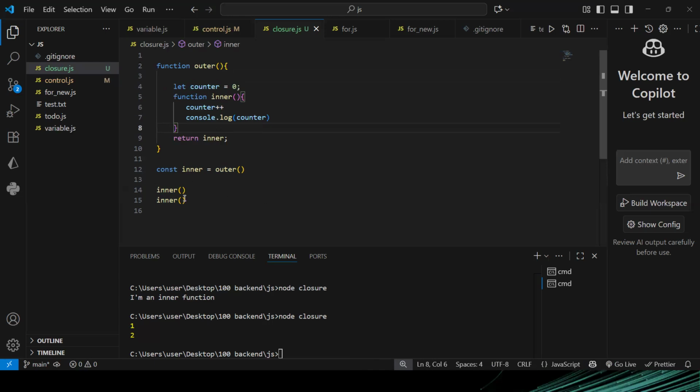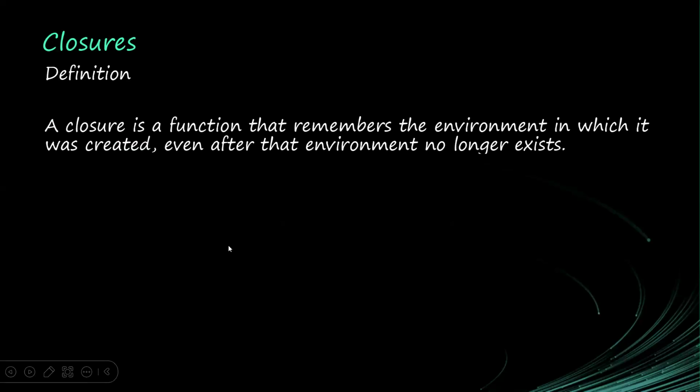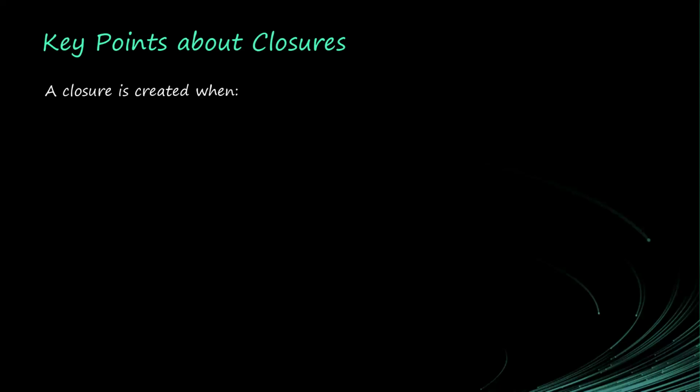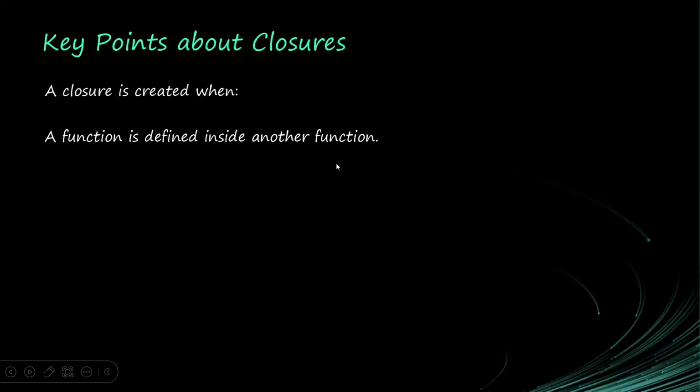All right. So you can see now that this inner function was able to remember the environment, and any variable that is inside of this environment, the inner function would have access to it, and it will always remember it. So a closure allows an inner function to access variables from its outer function scope. That's what we just did. The inner function had access to the counter variable even after the outer function has finished executing. So when we call the outer function, the inner function still remembered.